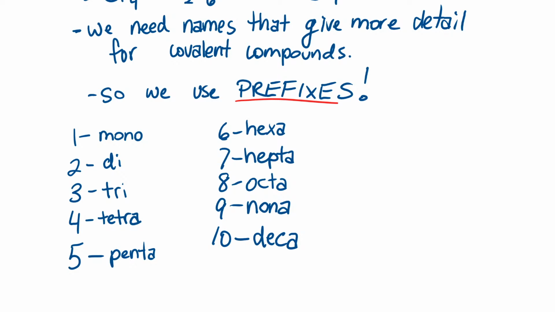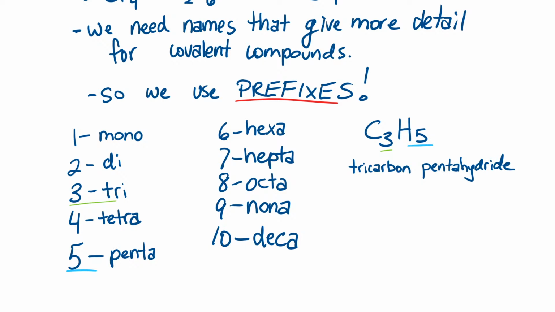So we put prefixes. So for example, C3H5 would be, well, 3 is tri, so we would say tricarbon, and 5 is penta, so tricarbon pentahydride. So we still go from left to right on the periodic table, though hydrogen's a weird one. We treat it like it's far on the right. It's the only exception.